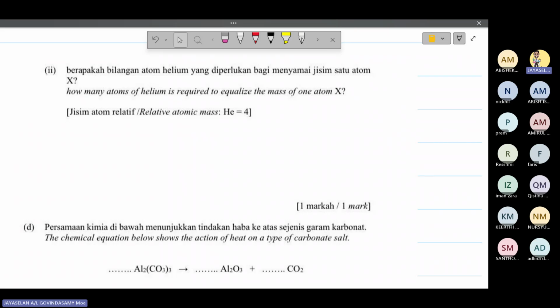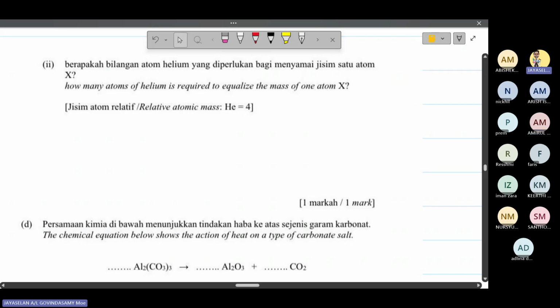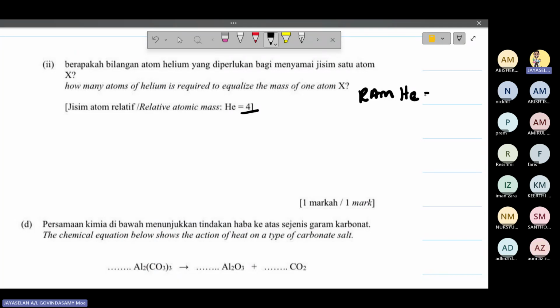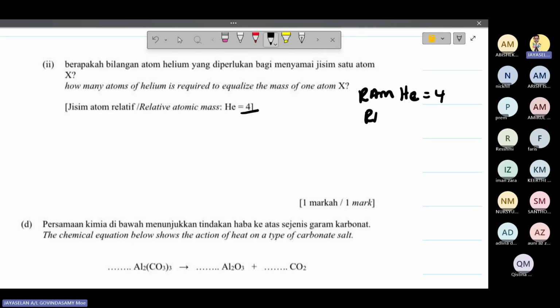Okay, anyone finish already? Amirul, habis? Katie, done? Dah, sir. Done, ah? Okay, so very easy, no. So, kamu buat apa? First thing you do what? RAM of helium berapa? Tengok sini. So, 4. Helium, 4. Simpan. Okay, then you see the RAM of X. Baru tadi kamu kira kan, which is 48. Okay, 48. Simpan. Okay, so how many atoms?